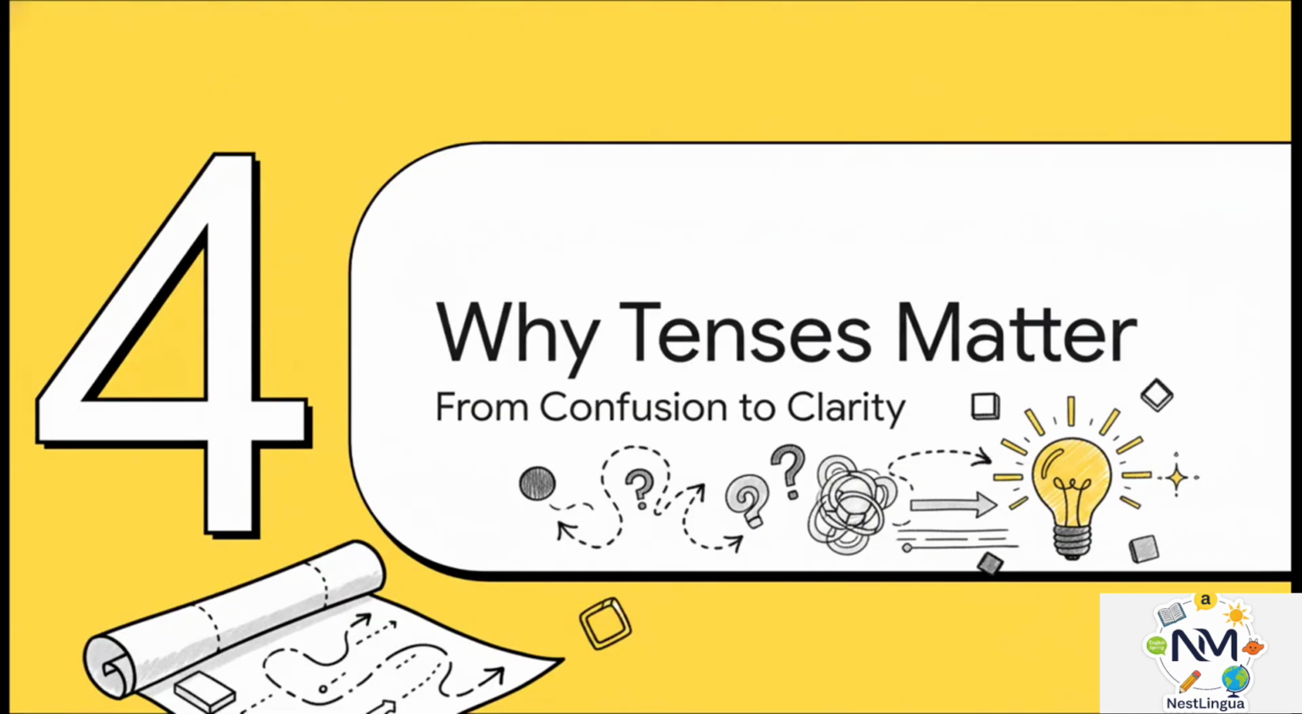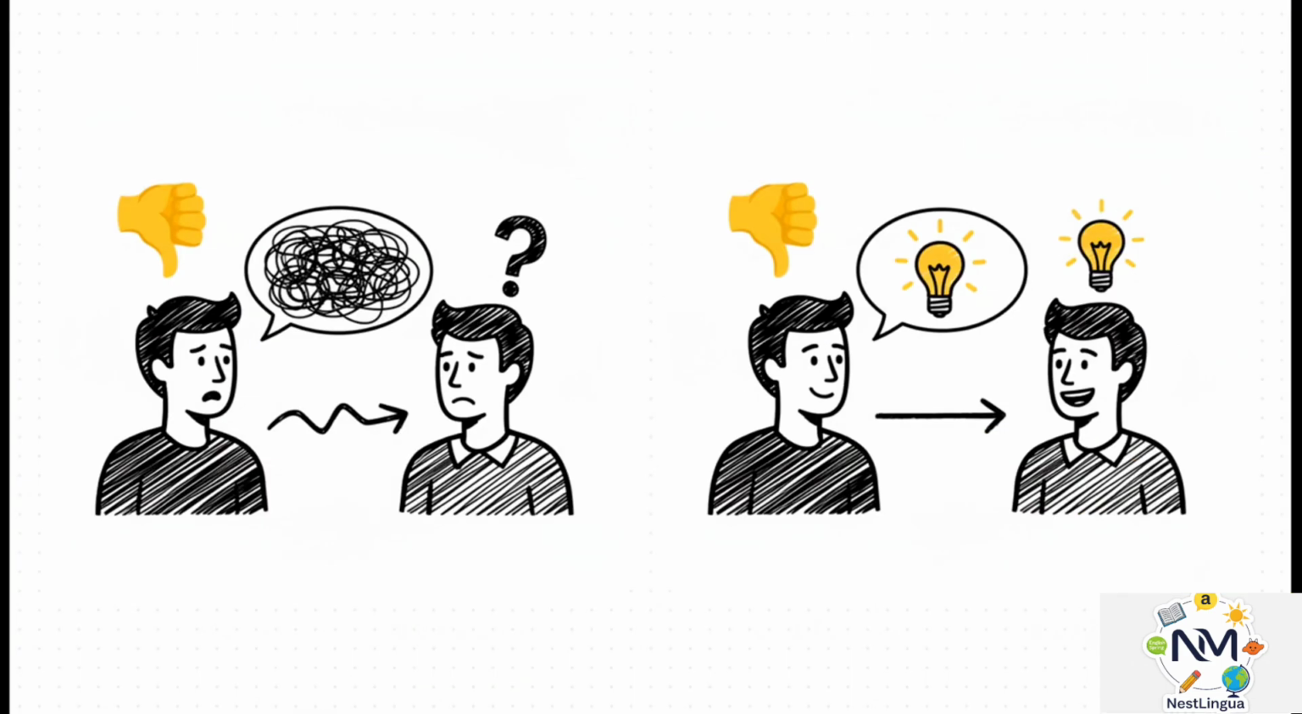Okay, so we've got the blueprint and we've got the roadmap. But why does this matter so much? Because honestly, mastering tenses is the fastest way to go from feeling confused to having total clarity when you speak. I mean, just look at the difference here. The wrong tense just causes confusion. Your brilliant ideas get lost somewhere along the way. But the right tense? That is clear communication. People understand your ideas perfectly, and your English just sounds natural and fluent.